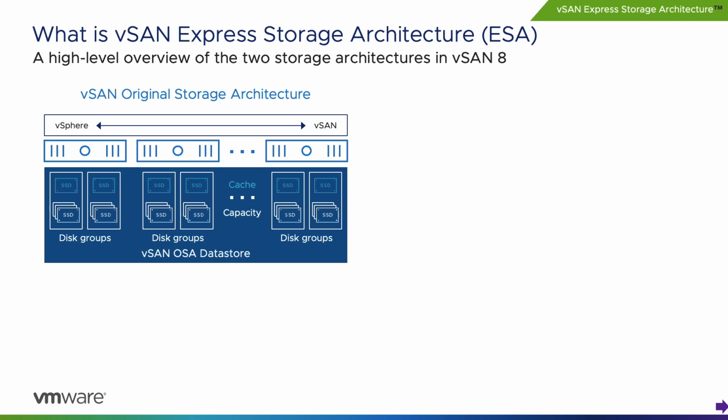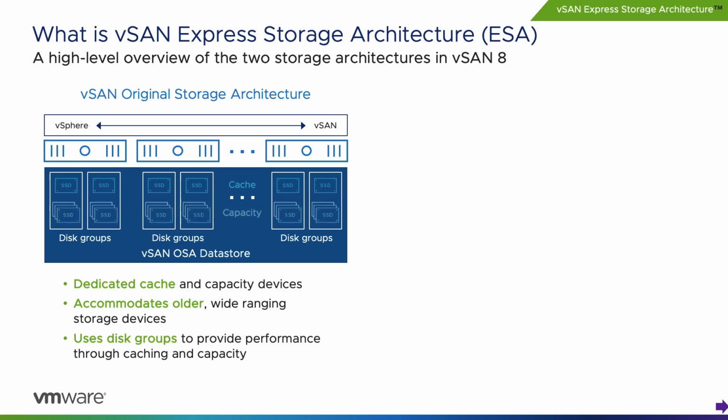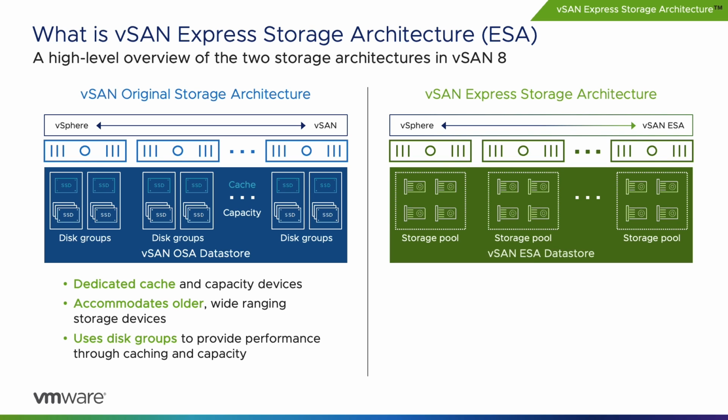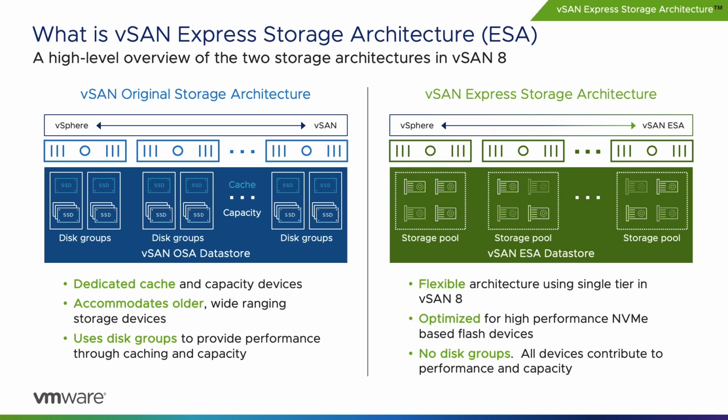You may be wondering, how does the vSAN Express Storage architecture compare with the classic storage architecture of vSAN? At a high level, the original storage architecture of vSAN was a 2-tier architecture designed to accommodate a wide-ranging set of older storage devices, while the vSAN Express Storage architecture in vSAN 8 is a single-tier architecture optimized for high-performance NVMe-based TLC flash drives for both on-premise environments and for public cloud hyperscalers. With vSAN 8, you have the opportunity to select which architecture best suits your existing hardware, while allowing you to deploy new clusters with unprecedented levels of performance.